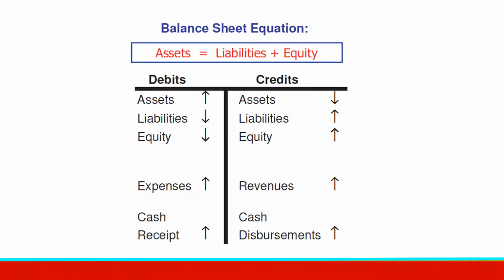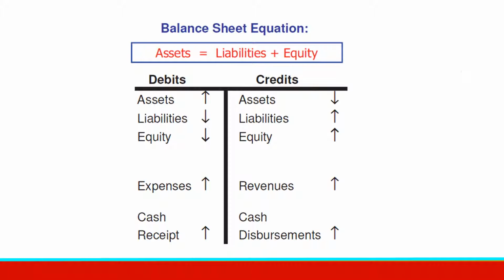Now let's look at the income statement. The income statement is revenues minus expenses equals net income, and net income is then closed into the retained earnings account. When we record a revenue, it ultimately increases retained earnings and equity. Since an increase in equity is a credit, an increase to revenue must also be a credit.